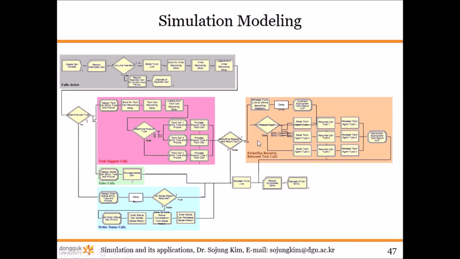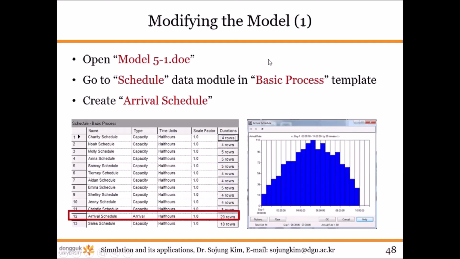So this is an overview of the model. In addition to the previous modules, you have a record module to save the information about the rejected calls over the multiple time periods. In order to modify the model, you need to open model 5-1, which is a simple call center, go to the schedule data module in the basic process template and create a schedule, based on the given table shown in the previous slide.